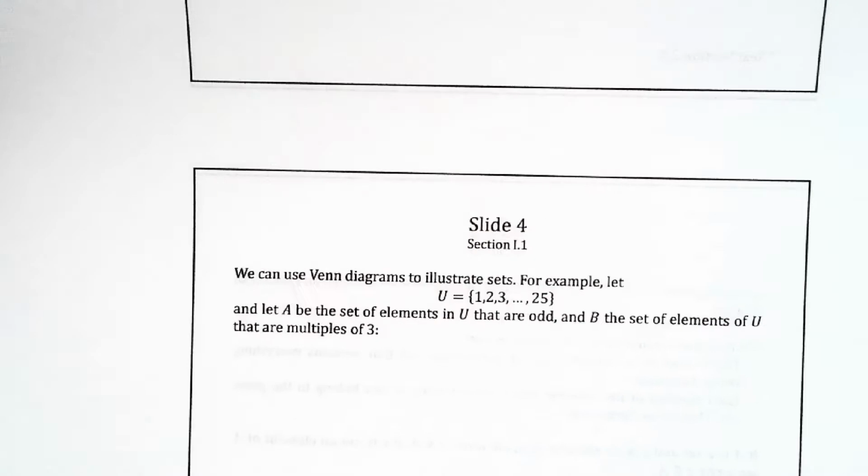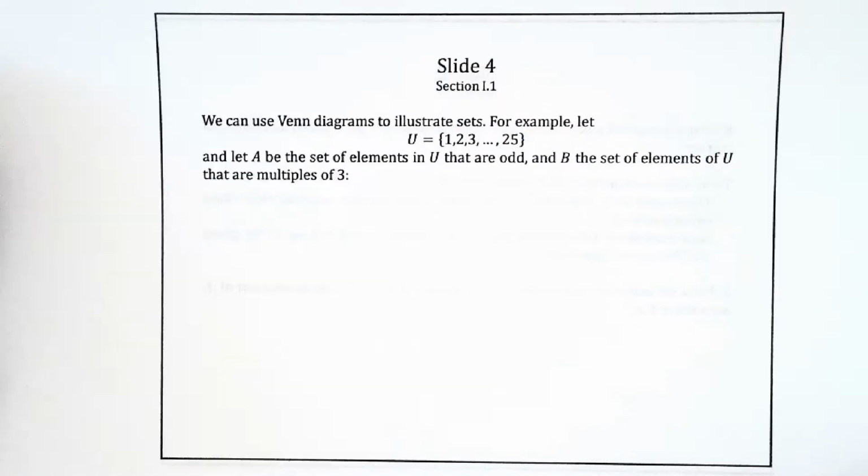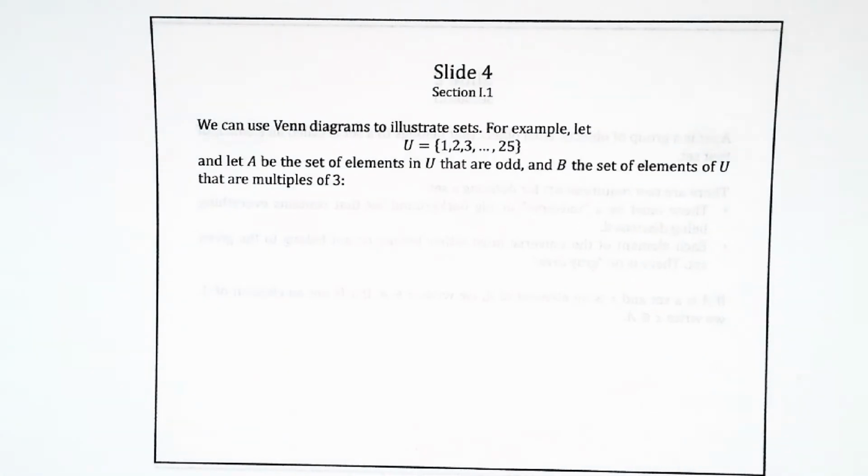We can use Venn diagrams to illustrate sets. For example, let U be the set of numbers from 1 through 25. That's going to be our universe. Let A be the set of elements of U that are odd, and let B be the set of elements of U that are multiples of 3.